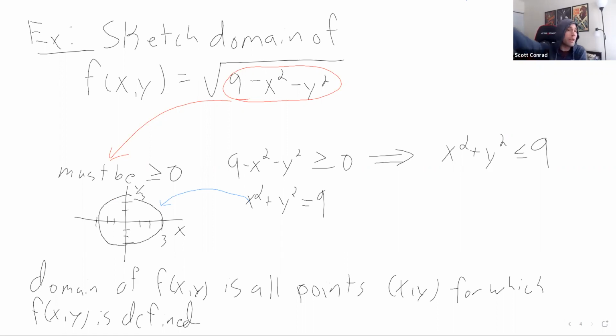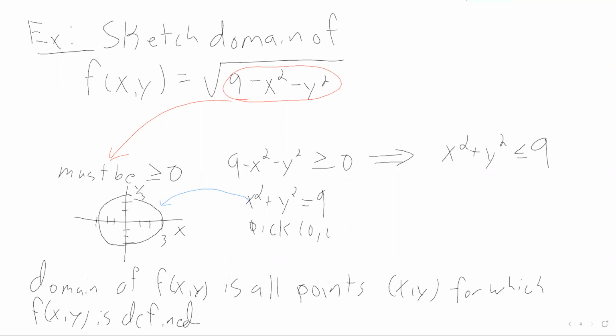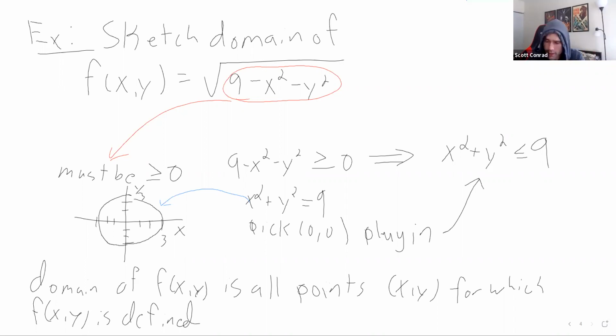And then we want to see if we want everything inside of that or everything outside of that. So what I like to do is just pick a point on one side or the other and see whether it satisfies the inequality. So let's pick 0, 0. X is 0, y is 0. Is 0 squared plus 0 squared less than or equal to 9? Yes, it is. It satisfies the inequality, so we shade the inside of the circle.